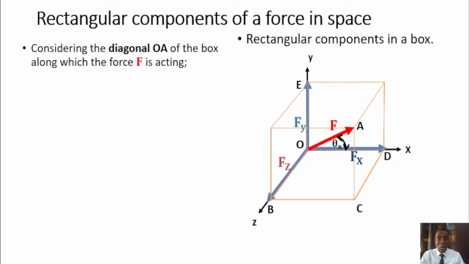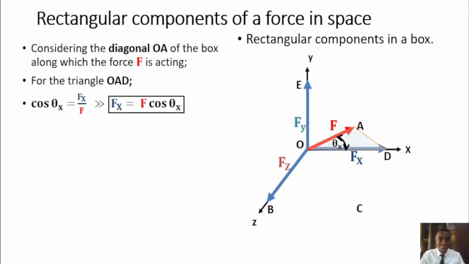With respect to the x direction, I have this force and then the x direction. So look at Fx. I have theta x here. Now to look at it carefully, I'll cut a plane containing the force and the x direction. Clearly for this triangle, cos theta x is going to be adjacent on hypotenuse, which is Fx on F. And so Fx is going to be F cos theta x.